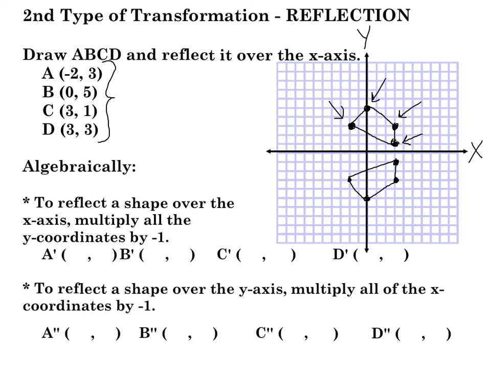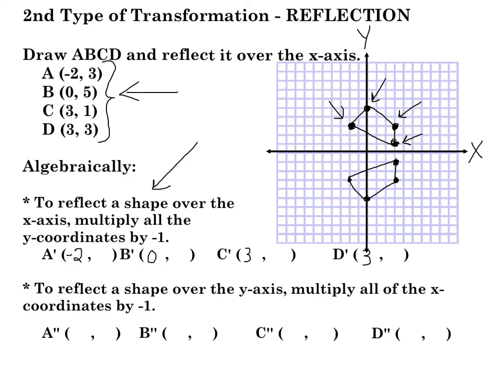Now, if you don't have a picture and you need to reflect over the x-axis, what you're going to do is to reflect a shape over the x-axis, multiply all of the y-coordinates by -1. So what that means is, looking here at our points, all of the x-coordinates are going to stay the same. So -2, 0, 3, and 3. All of the y-coordinates we're going to multiply by -1. And what that's going to do is, if you were to draw the quadrilateral and then draw these new coordinates, you would have a reflected image.